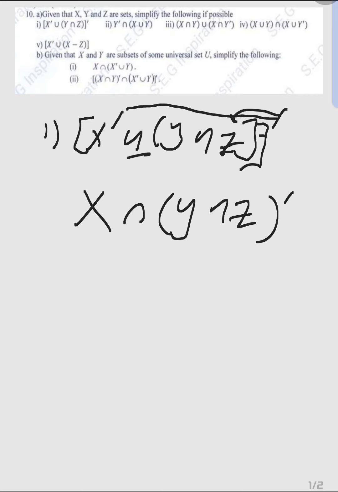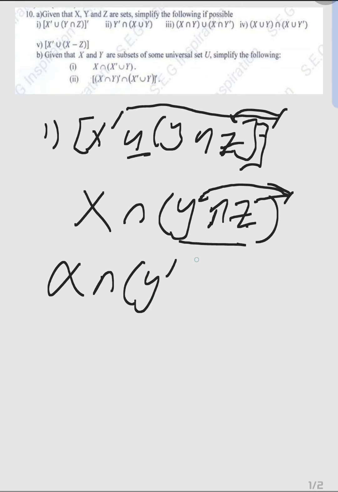Alright guys, now here I cannot go further. I need to bring the complement once more inside this set, because inside here we have two sets: y set and z set. So I'll bring in the complement onto this power and also onto that power. This will remain the way it is, intersection. Then I'm going to have y complement. Now whenever I bring the complement inside the set, if there's an intersection, it will change to a union. If there's a union, it will change to intersection. So this will change to union z complement, like that.